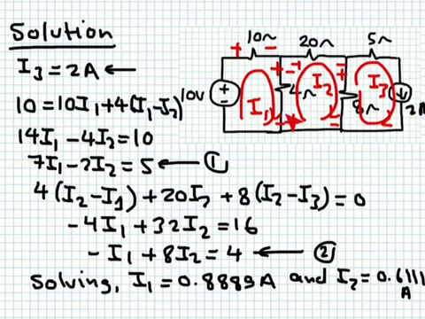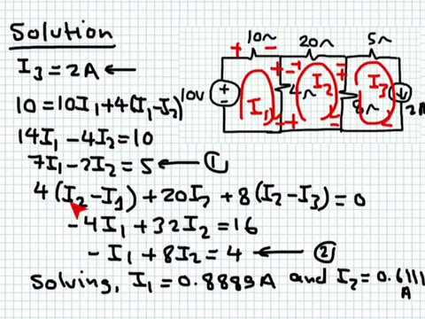So here, this drop is for I2 minus I1. I2 is flowing from bottom to top, while I1 is flowing from top to bottom. So this is for I2 minus I1. The drop here is 20 I2. The drop here is 8 (I2 minus I3), but we know what I3 is. I3 is 2 ampere. So this is the sum of all three drops, and this will give me 0. Positive, negative, positive, negative, positive, negative. I summed all three drops. Because there is no voltage source here, this will add to 0.